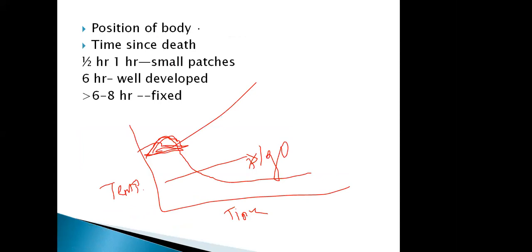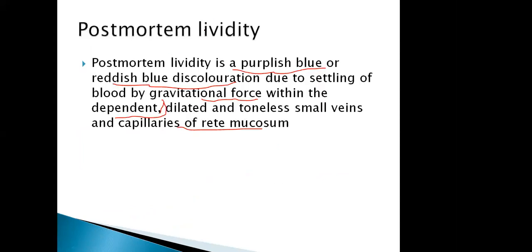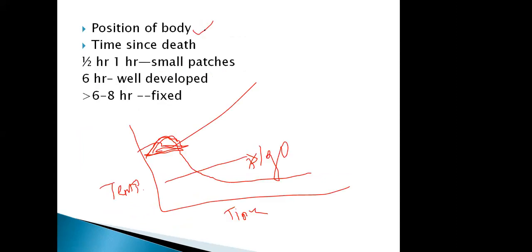So we come to know the position of the body on the dependent part. The colors will be purplish blue or reddish blue. We can see a purplish blue or reddish blue discoloration on the dependent part of the body. So we can estimate the time since death.